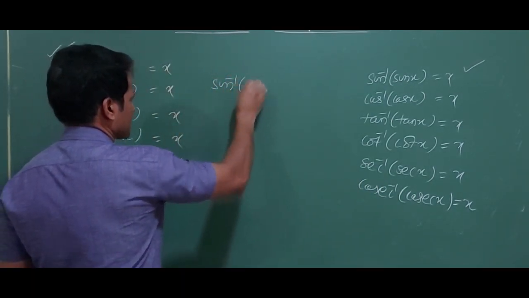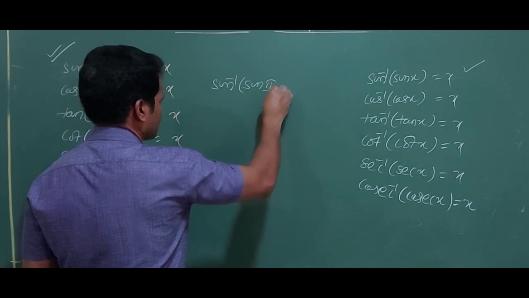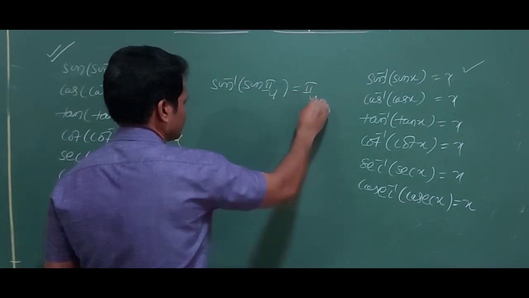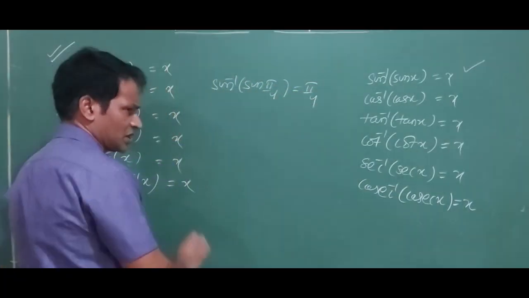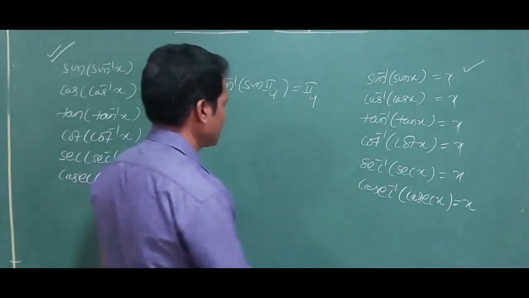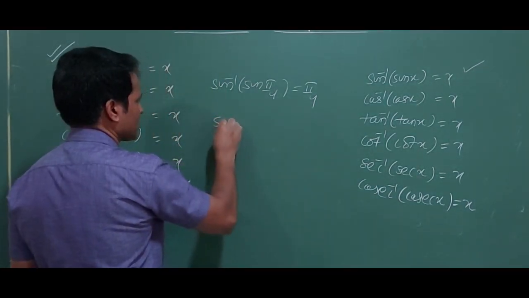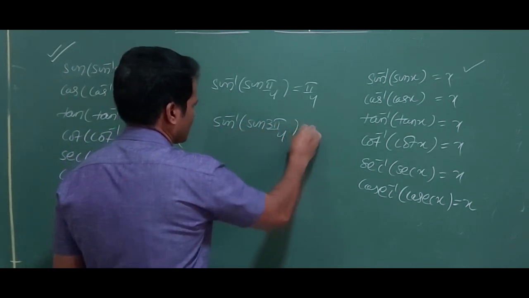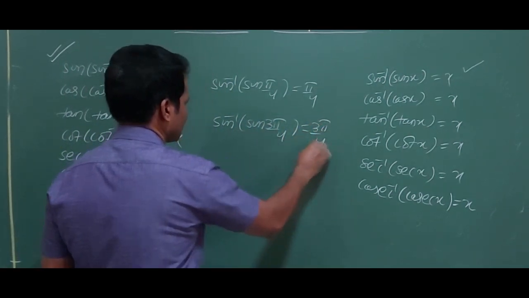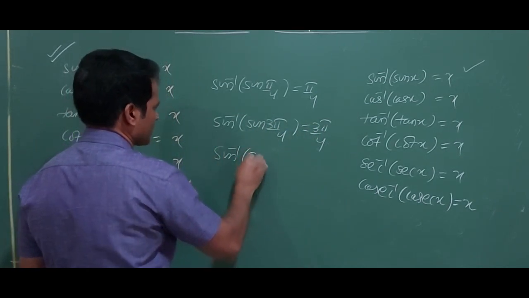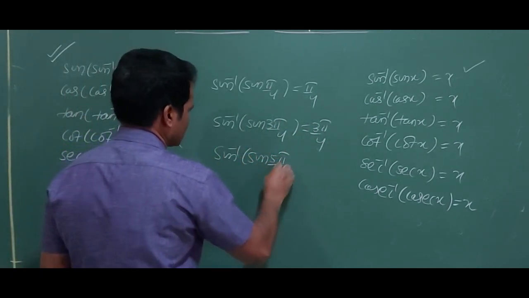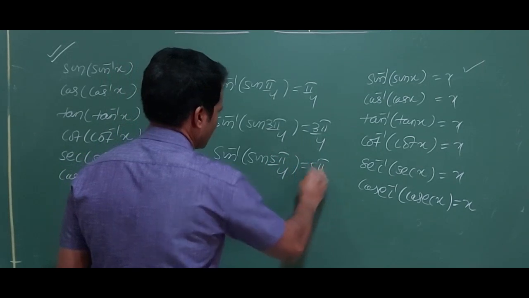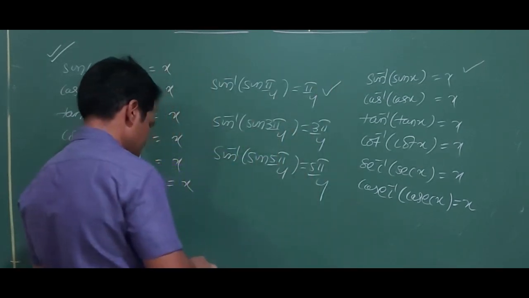Sine inverse of sine pi by 4. The student will tell you, sir, this is pi by 4. I am not telling you right or wrong now. Suppose someone tells you sine inverse of sine 3 pi by 4, or sine inverse of sine 5 pi by 4. Only the first one is correct and these two are wrong.